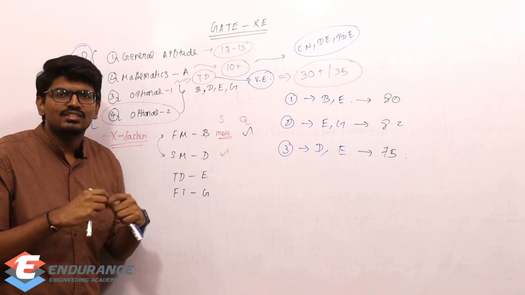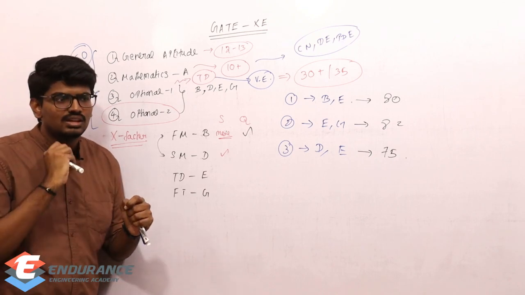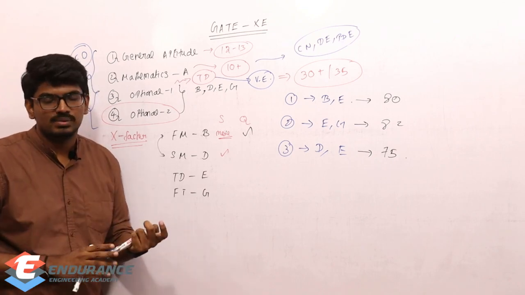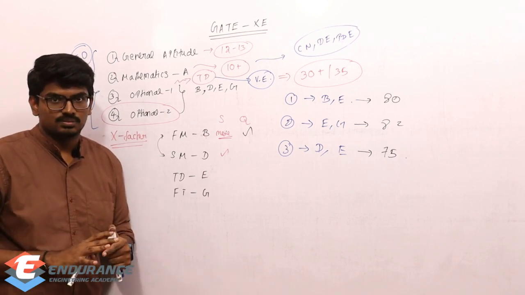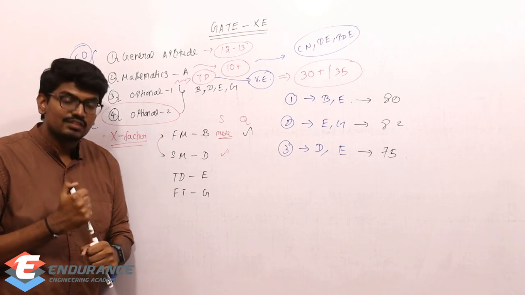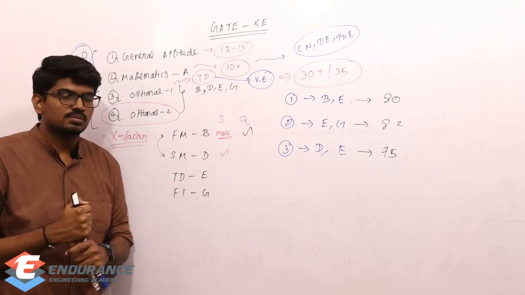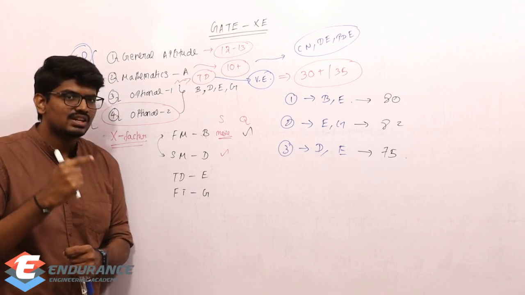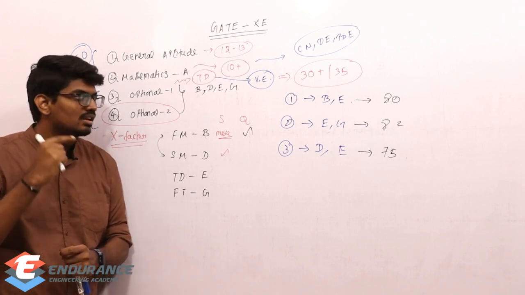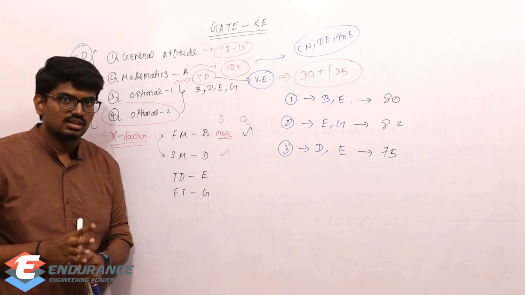If you are getting a rank within 10, then you are going to be in IIT for sure, either IIT Bombay, Chennai, or IISc Bangalore, whatever it is. But you will also be getting a very good department if you get a rank within 10. Okay, so the X factor is the second optional subject. It may be FT, it may be SM, it may be FM, but concentrate more on that particular subject.